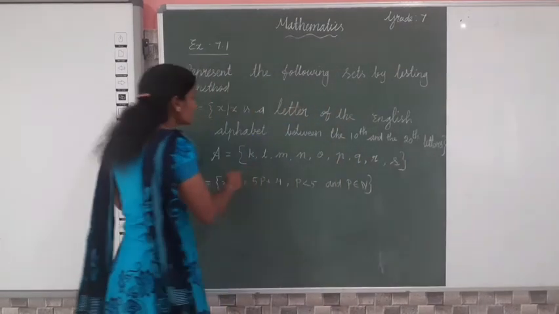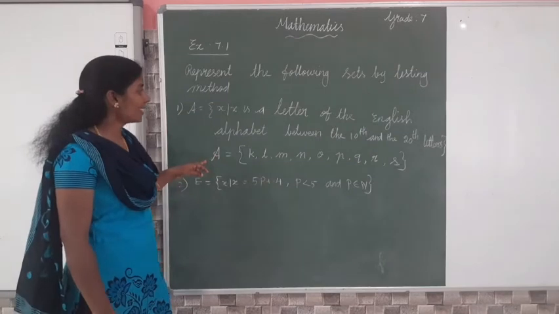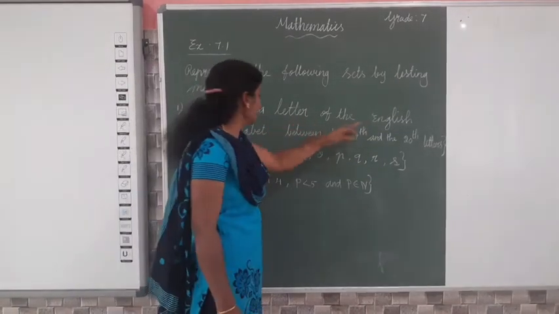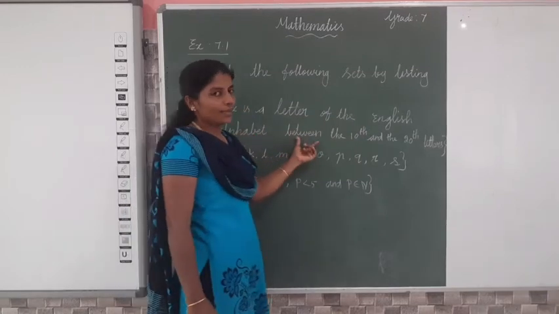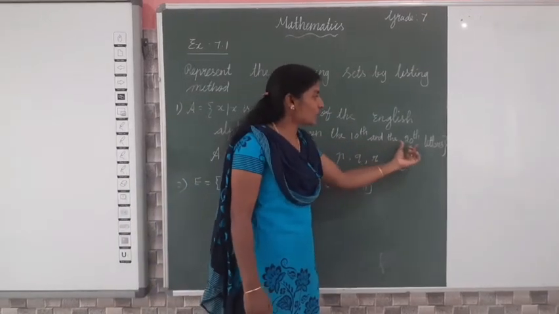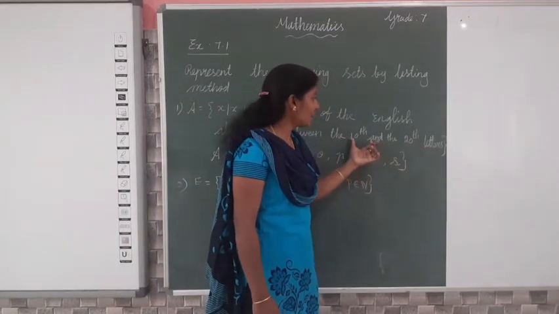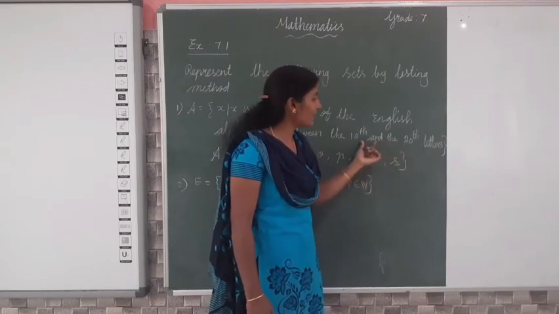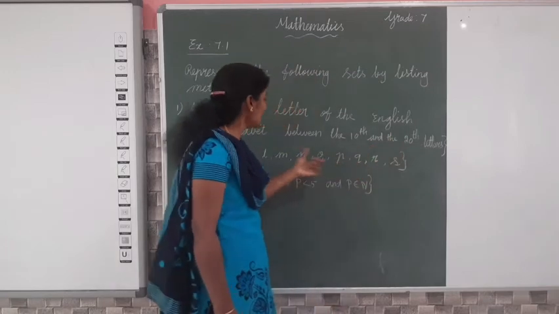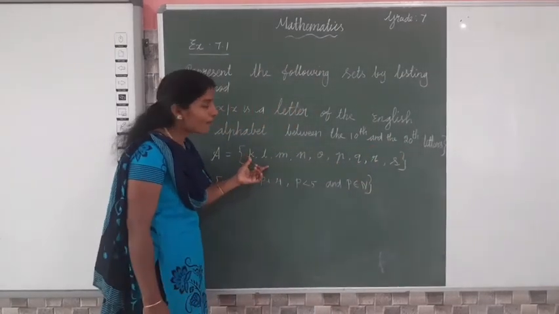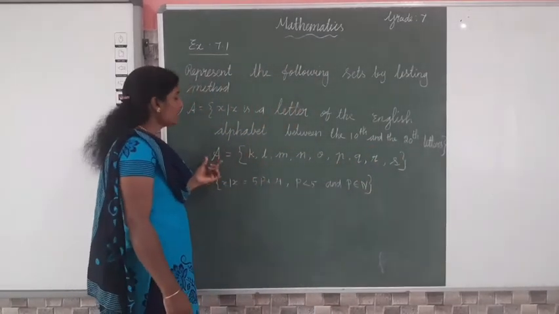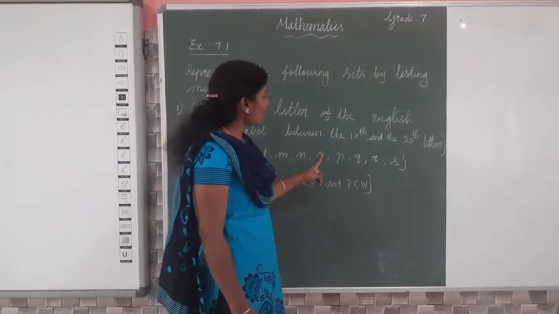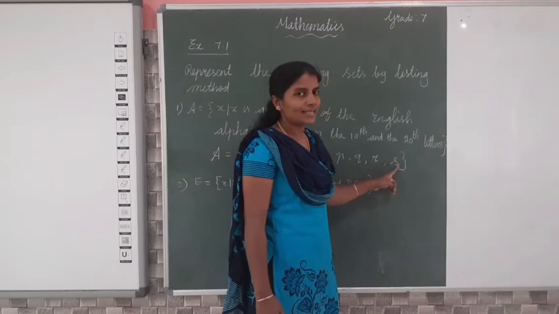These are the elements for set A. X such that X is a letter of the English alphabet between 10th and 20th letters. Between 10th and 20th, so 11 to 19. What are the letters? That is the elements of set A. So, A is equal to K, L, M, N, O, P, Q, R and S.